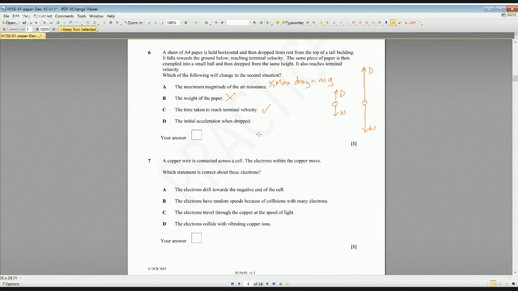And D, the initial acceleration. Well, the initial acceleration is fixed, that is g equals 9.81 meters per second squared. That is a constant. So even if you weren't quite sure about how to explain statement C here, it's the only one that can be true. So we would go for answer C.